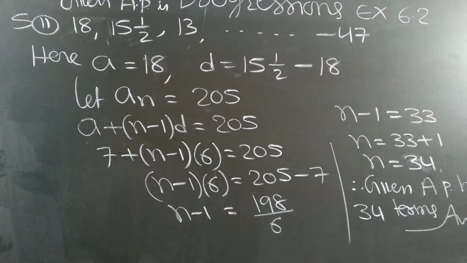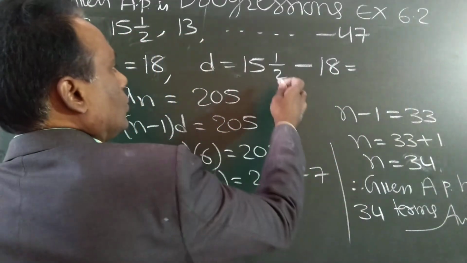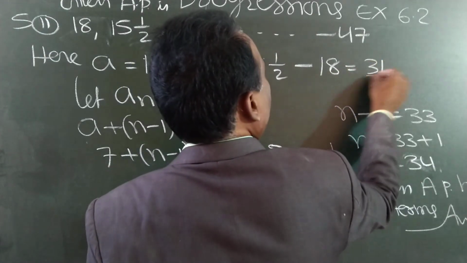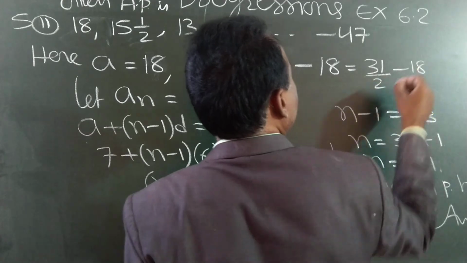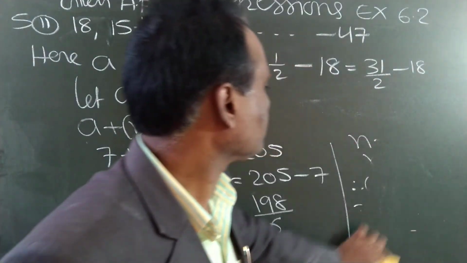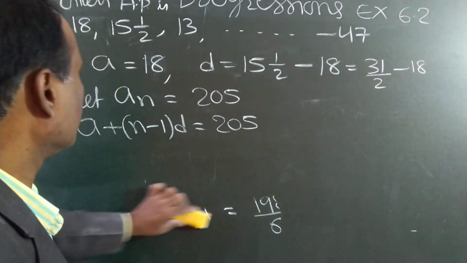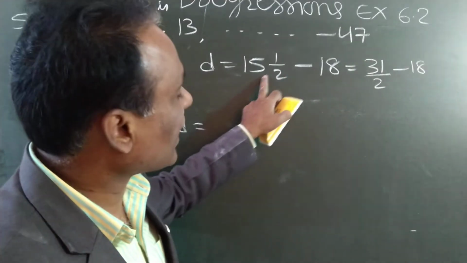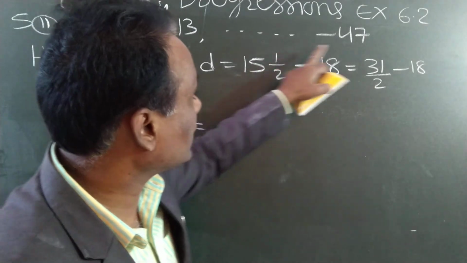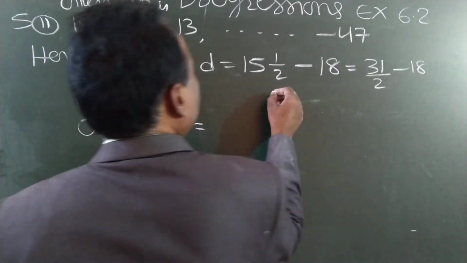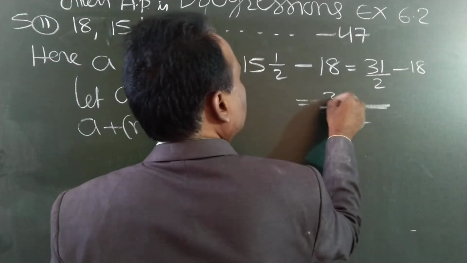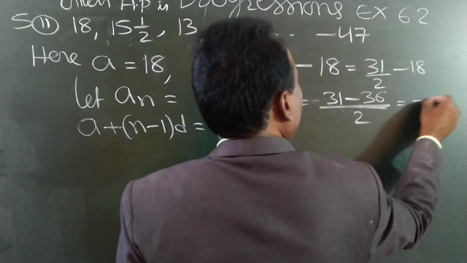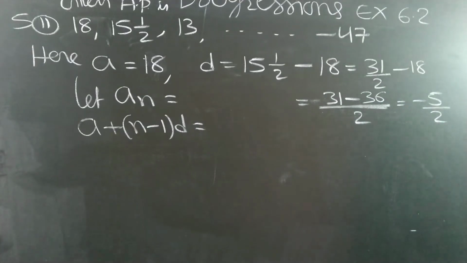15 and a half minus 18. How much? 2 fives are 10, 2 15s are 30, 31 by 2 minus 18. Take LCM. Whenever we are doing any operation, this mixed fraction is changed into an improper fraction. So 31 by 2 minus 18. You know this simplification. So what is the LCM? 2. Minus 5 by 2 is the D value. Any doubt? Minus 5 by 2 is the D value. Only simplification, subtraction.